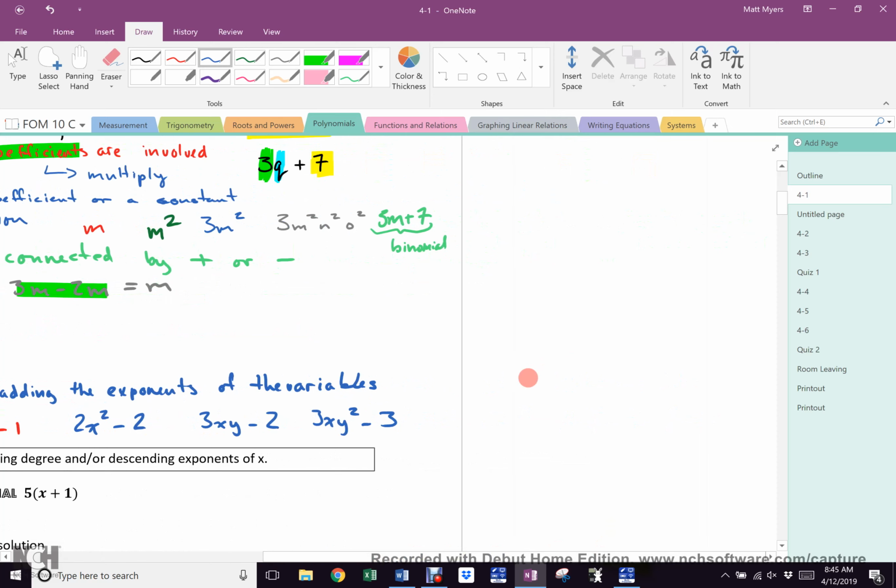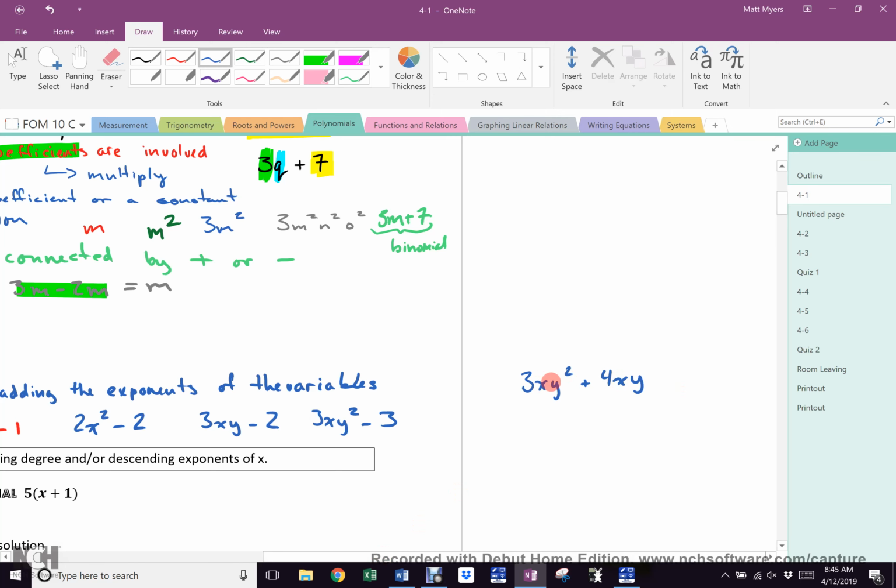Now, don't write this one down. Just think about it. 3xy squared plus 4xy. What do you think is the degree of that binomial? So Satjot's guess is 5. Is 5 what everybody says? Okay.